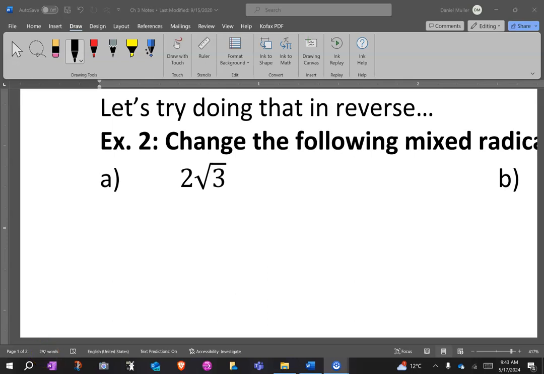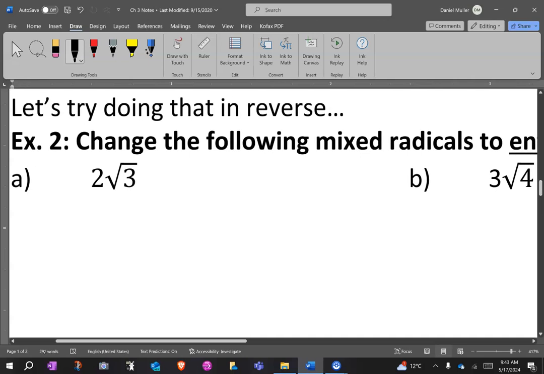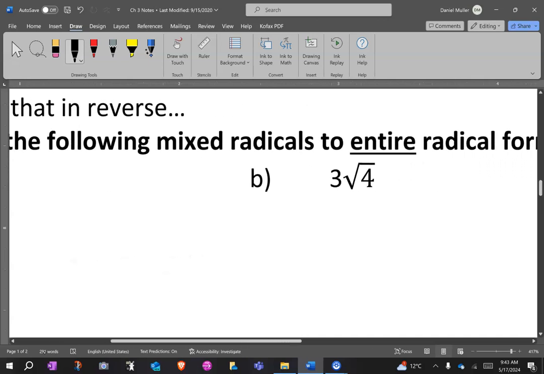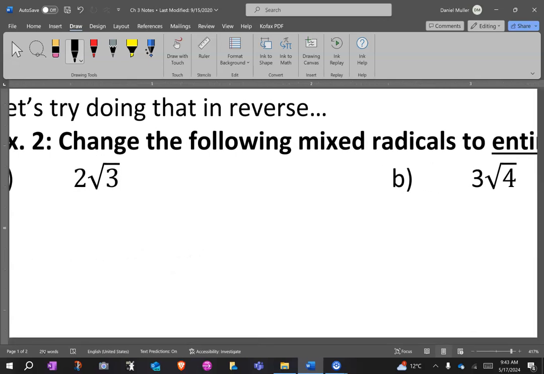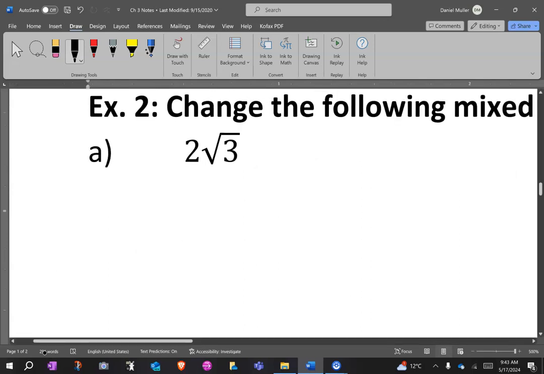So it says here, let's try doing that in reverse. It says change the following mixed radicals to an entire radical form. As you can see, we have what's called mixed. We have a number on the outside and we have a number on the inside. That's mixed. And what we want is it to be entirely inside the radical. We only want a single number on the inside.